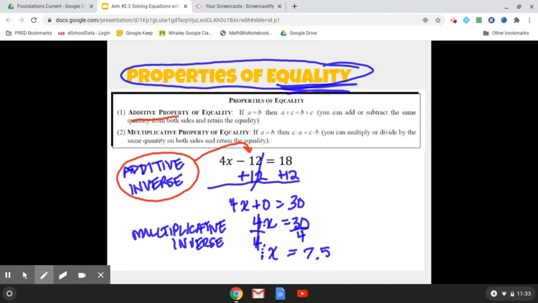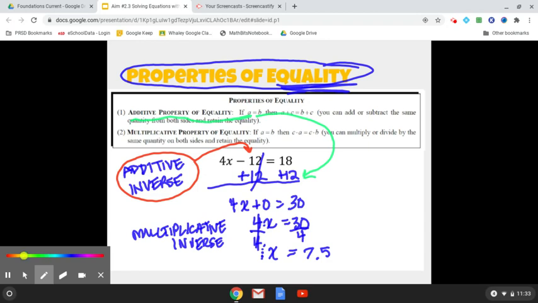Then we had the addition property of equality. And let me use a different color for that. Let's highlight these all in a different color. Then we had the addition property of equality. That said that whatever I do on one side, I have to add or subtract to the other to keep it balanced.